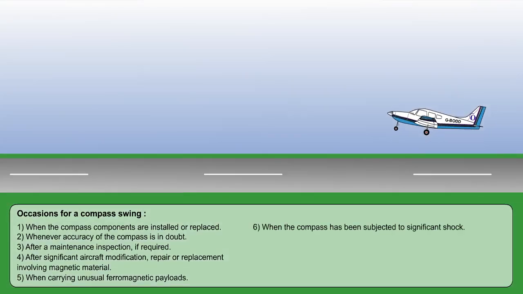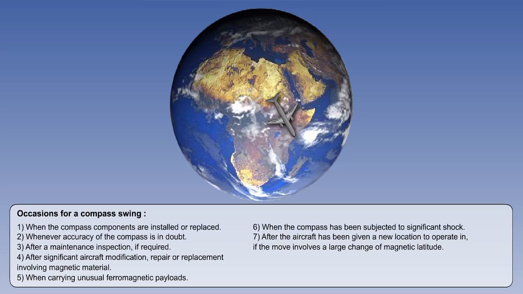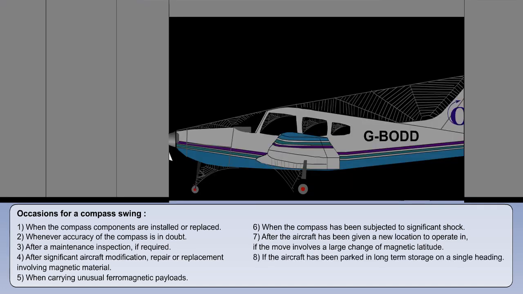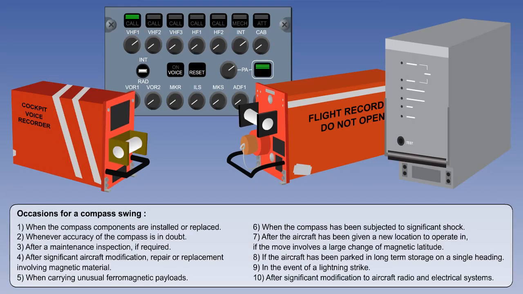6. When the compass has been subjected to significant shock. 7. After the aircraft has been given a new location to operate in, if the move involves a large change of magnetic latitude. 8. If the aircraft has been parked in long-term storage on a single heading. 9. In the event of a lightning strike. 10. After significant modification to aircraft radio and electrical systems.